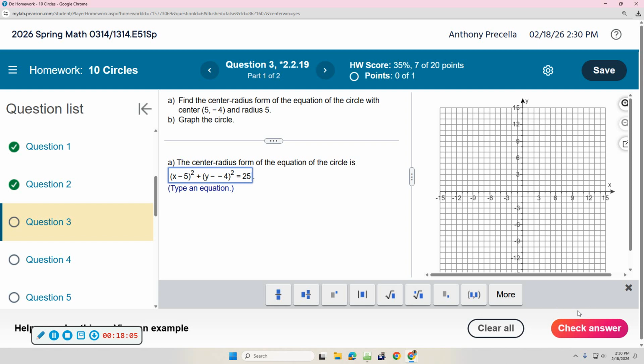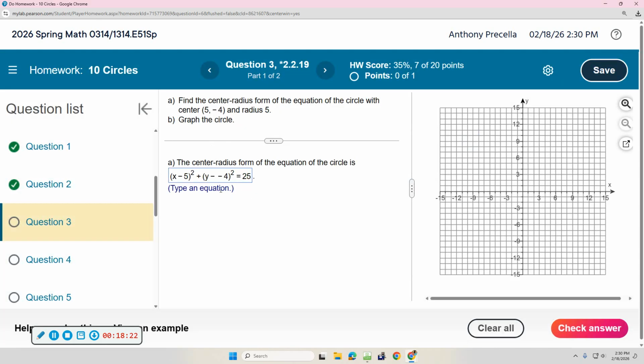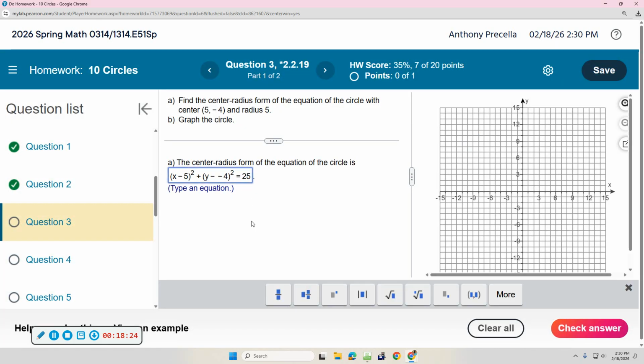What do y'all think? Y'all think it's going to take it? No, there's a problem. Your answer is equal to the correct answer, but it's not in the correct form. There's no instructions that say you can't write minus and negative. But still, change that minus and negative, so now we know that answer. No, MyLab will not accept it.